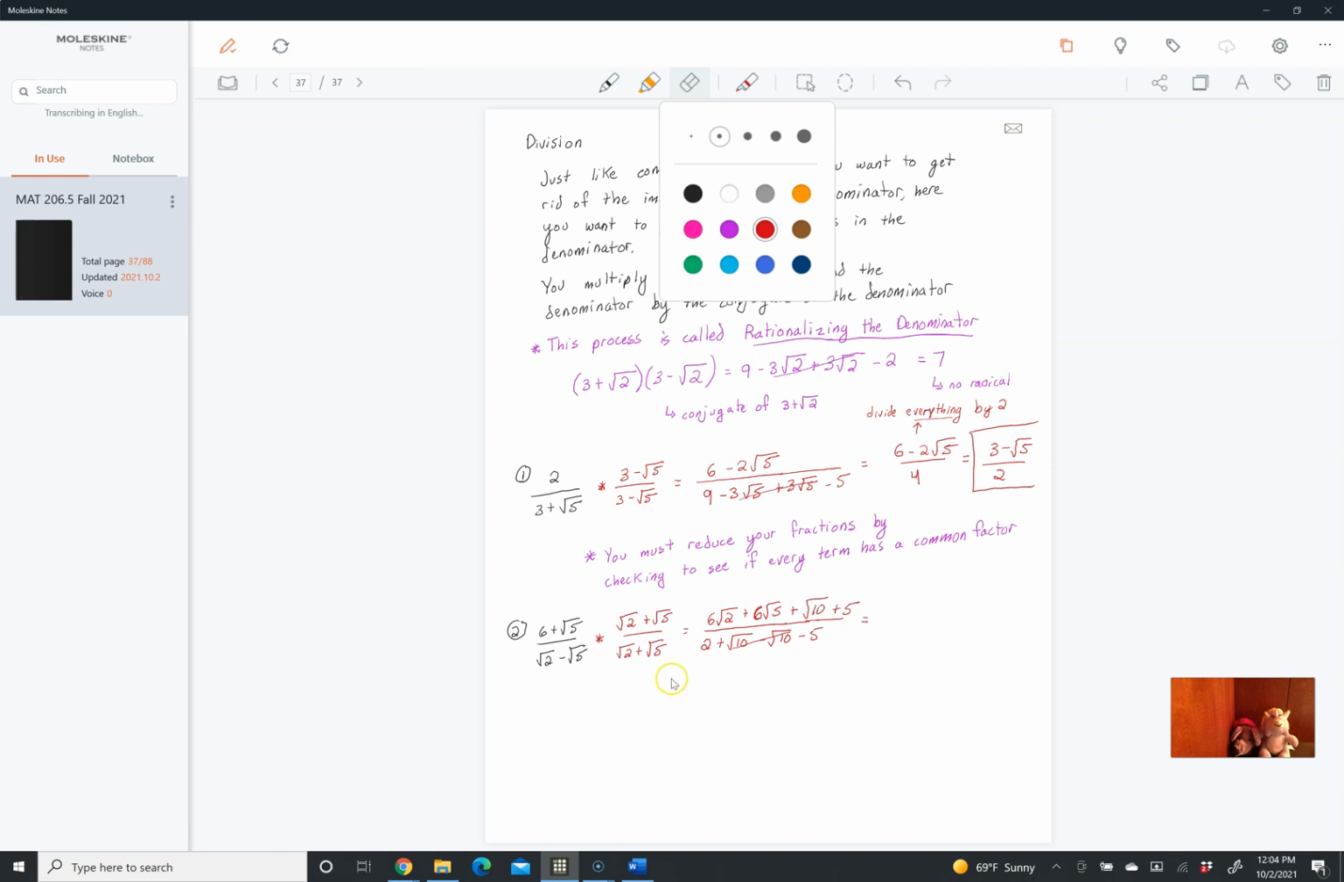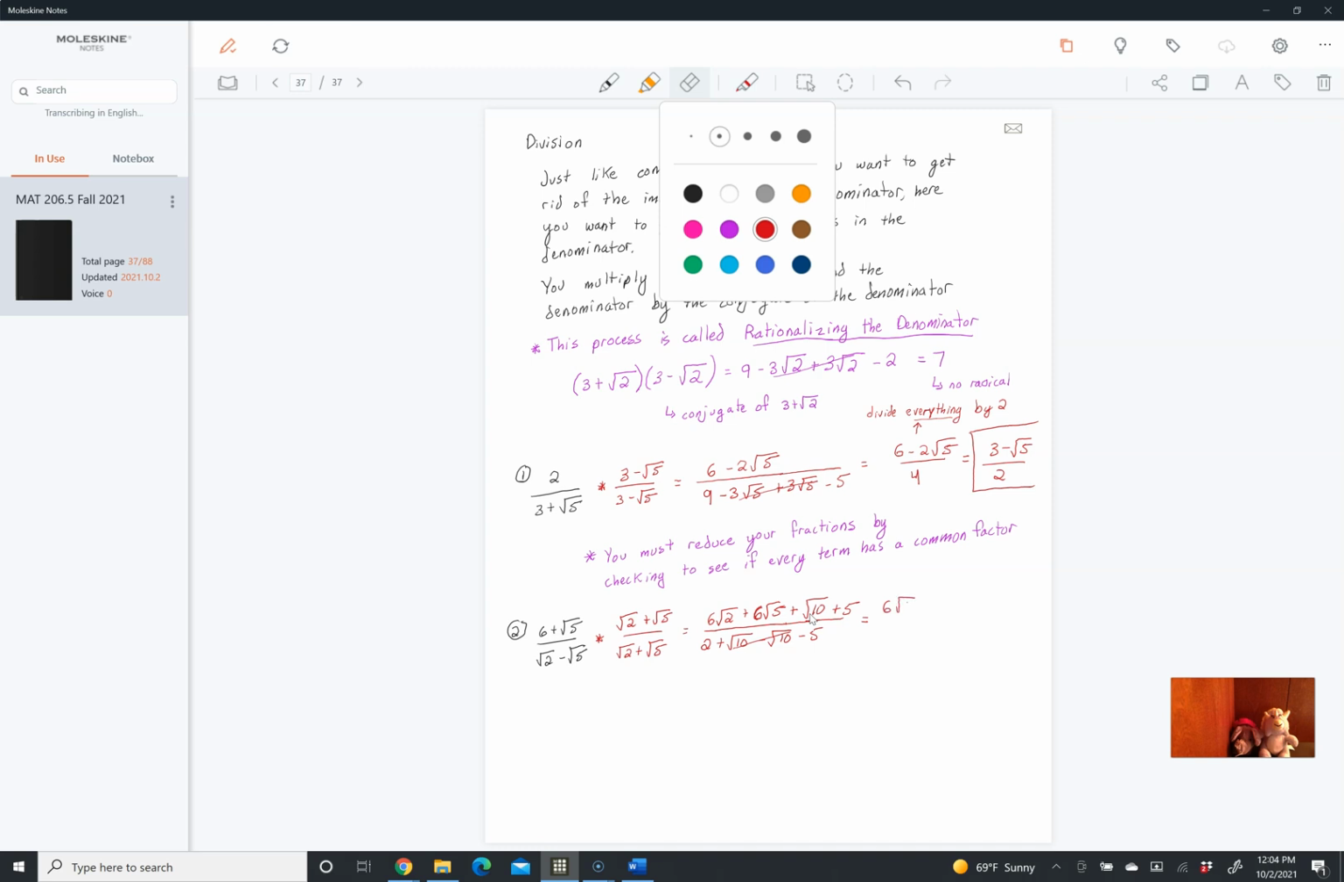Okay, so if we look on top, we actually can't add any of these. The radicands are all different, okay? The indexes are the same, but the radicands are different, and there's no way to make these radicands the same. Square root of 2 is in its simplest form. Square root of 5 is in its simplest form. Square root of 10 is also in its simplest form. There is no factor that's a perfect square. So our final answer actually leaves the numerator exactly as it is.